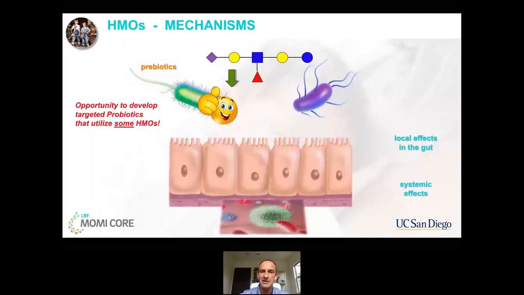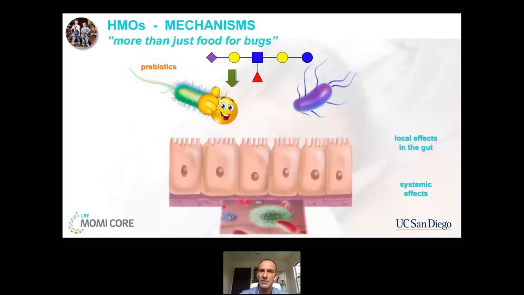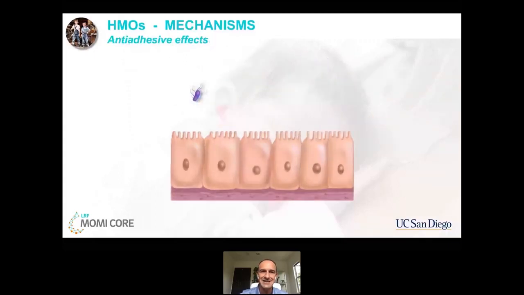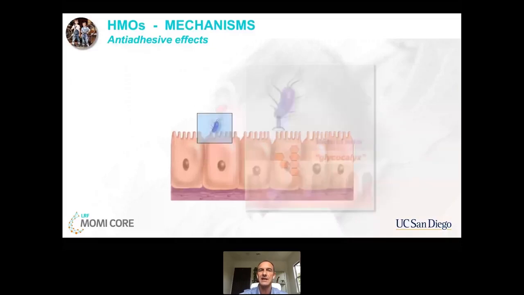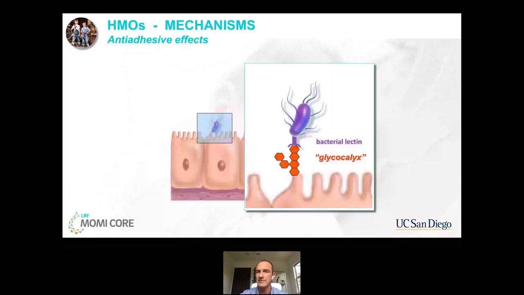We think that oligosaccharides are more than just food for bugs. We know that they serve as antimicrobials. So not only do they foster the growth of certain bacteria, but they actually inhibit the growth of other bacteria that we don't want. They also serve as anti-adhesives. And I'll show you what that means. Many bacteria need to attach to the intestinal epithelial cell surface in order to proliferate. And that attachment is very often mediated through lectins and interactions to the sugar molecules on the epithelial cells.